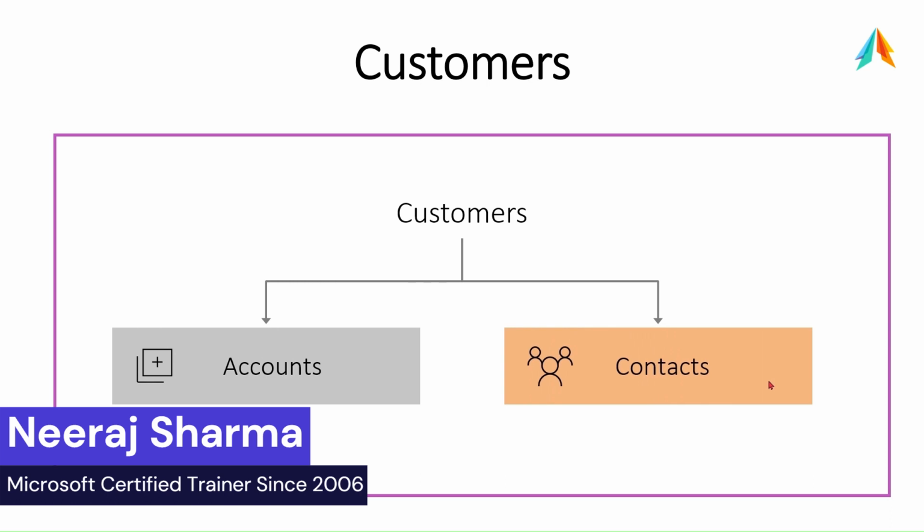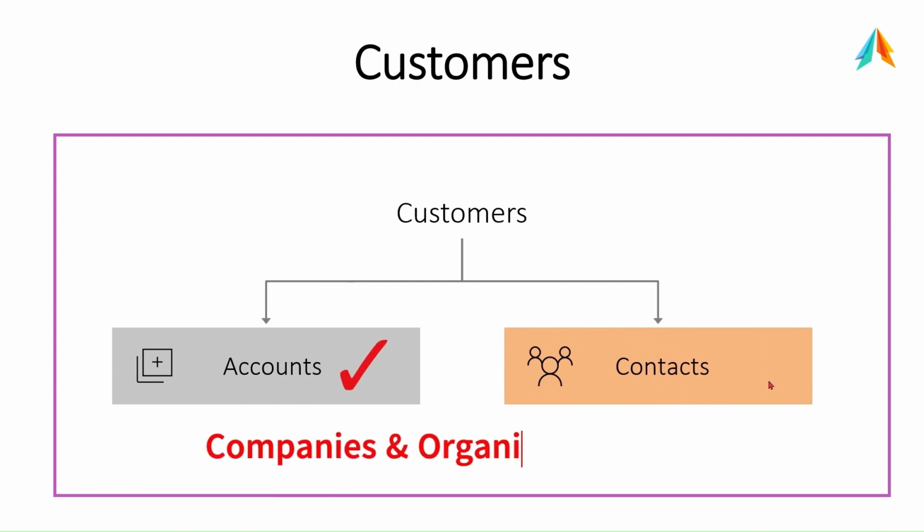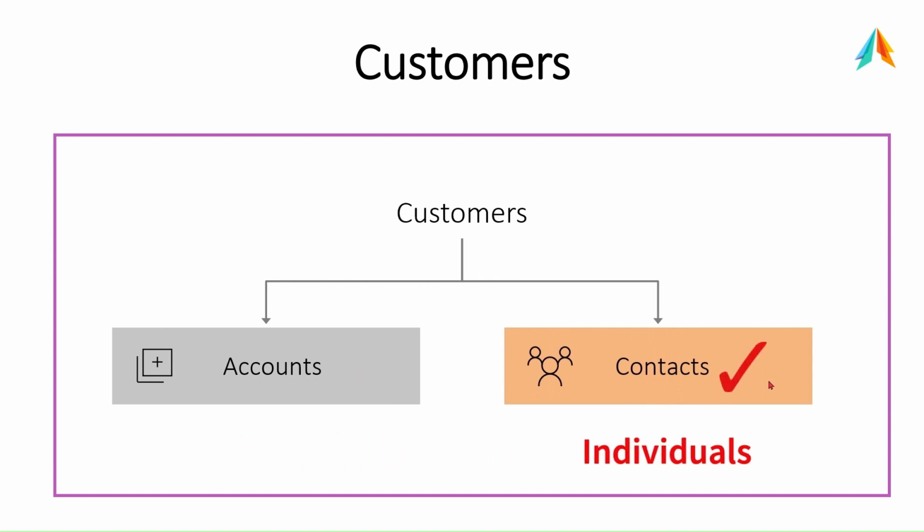Our today's topic is about customer management. We have two types of customer, accounts and contacts. Accounts we use for companies and organizations like Microsoft, IBM, Cisco, TCS. Contacts we use for the names like Jack, John, Ram. An account can have multiple contacts, but a contact can be associated with only one account if required.